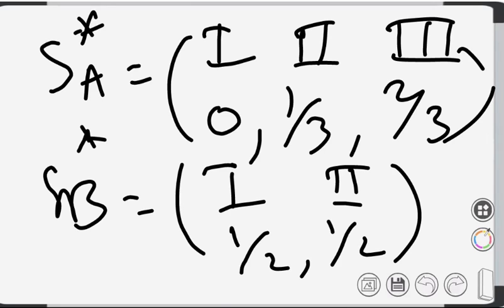Mixture of strategies means strategies with some probabilities. So whenever there is a probabilistic game, the mixed strategy will be used.